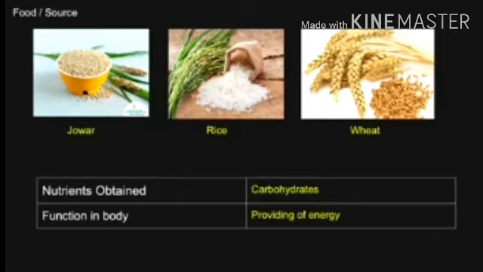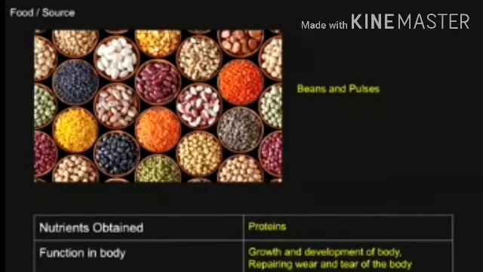So in that lesson we have studied all the nutrients, from which foods we get these nutrients, and what is the function of them for our body. So it is just for your revision. From jawar, rice, wheat we get the carbohydrates which provide energy. From beans and pulses we get the proteins, and it is important for growth and development of the body as well as repairing wear and tear of the body.